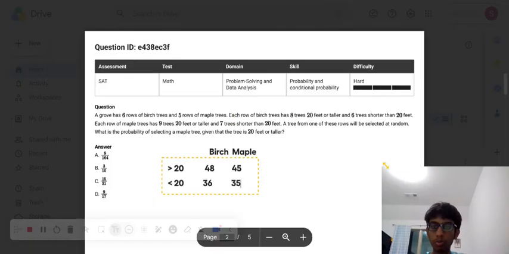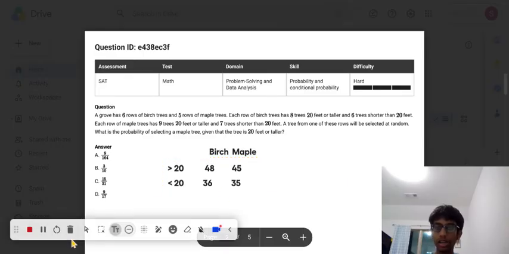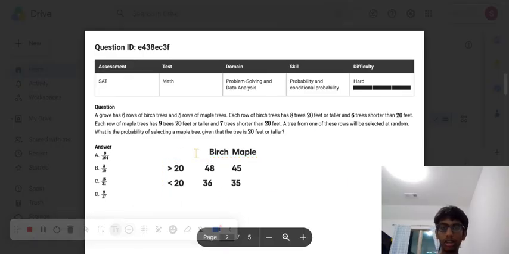And we're asking what's the probability of selecting a maple tree given that our tree is 20 feet or taller. So our 20 feet or taller column in this case is this. I should have put an equal sign here as well, but it'll be fine. And we're asking what's the probability of selecting, sorry, not birch tree, maple tree.